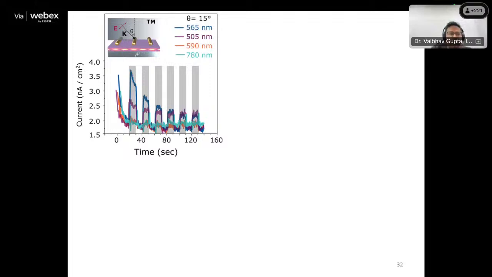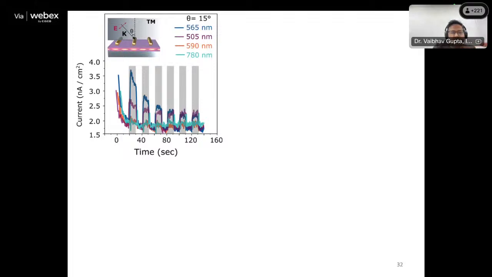So finally, what you have is a system which is responding to a particular wavelength. As soon as you shine the wavelength, it gives you some photocurrent, and this current is in nanoamperes. What we are doing is, for some time we switch on the laser or the LED and then we switch it off. 20 seconds, switch off, and then switch on for 20 seconds, then switch off for 20 seconds. So this is how it is moving.